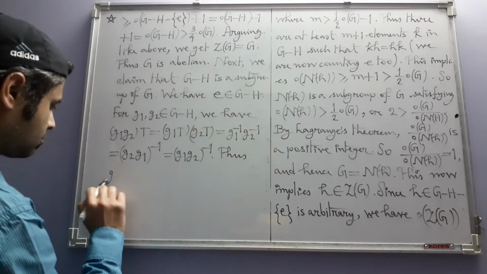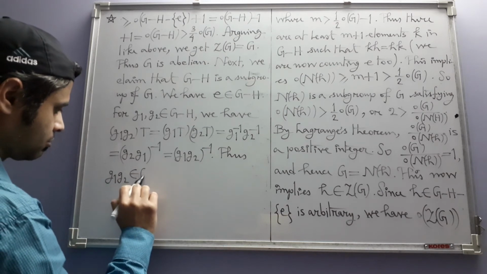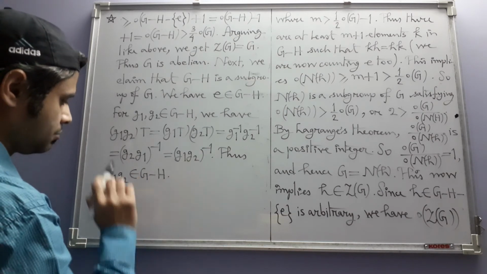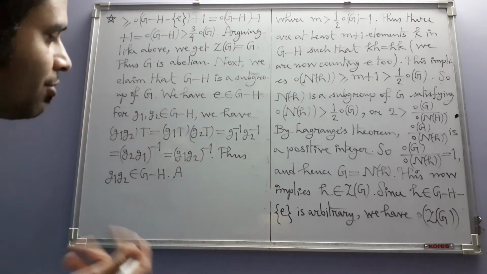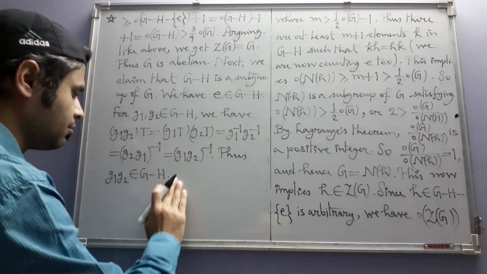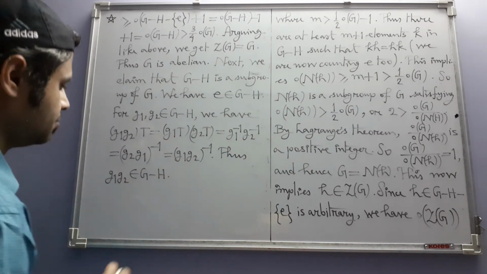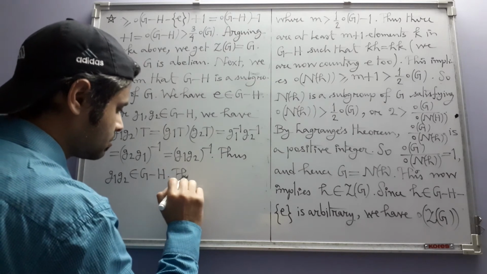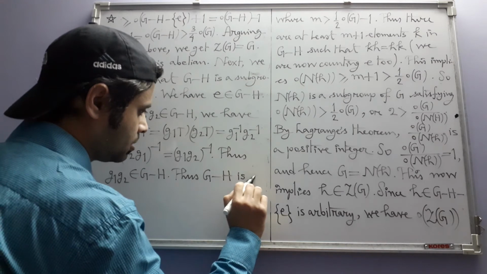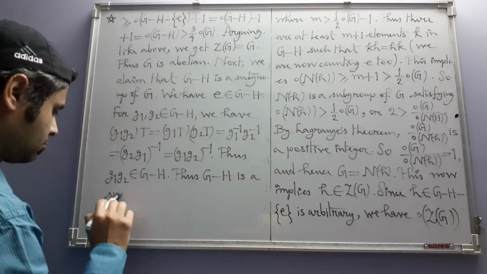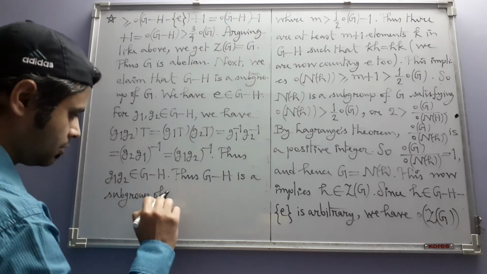Thus, closure holds, and inverses also, but we are in a finite group, no? So this much is enough to conclude that G minus H is a subgroup. Thus, G minus H is a subgroup of G.